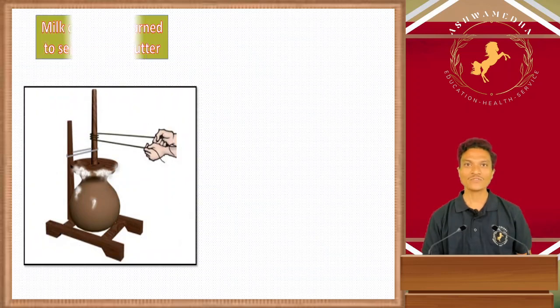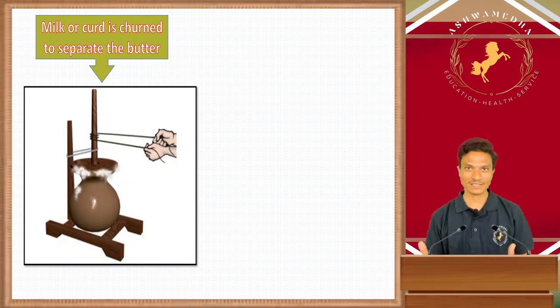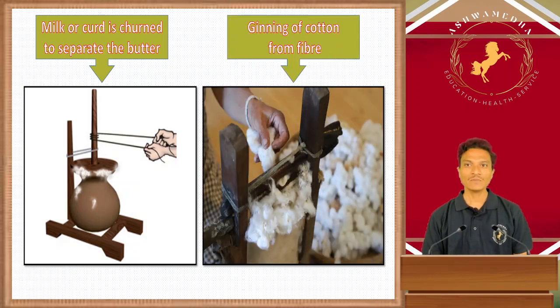What other examples can you give? At the time of churning curd, butter is getting separated from the buttermilk. Have you observed this process? Again, separation of substances is happening. What other examples can you think of? Whenever you visit a cotton factory, at the time of ginning of the cotton, cotton is separated from the fiber. So here again the process of separation of substances is happening.